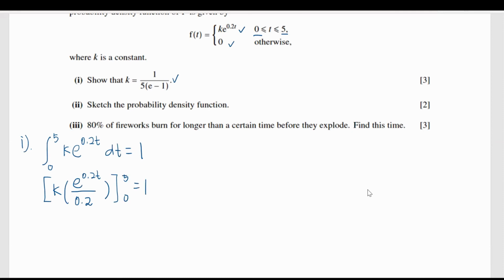Now we put in the limits. The value 1 over 0.2 is actually 5. So you're getting 5k e to the power of 0.2 times 5, minus 5k e to the power of 0.2 times 0.